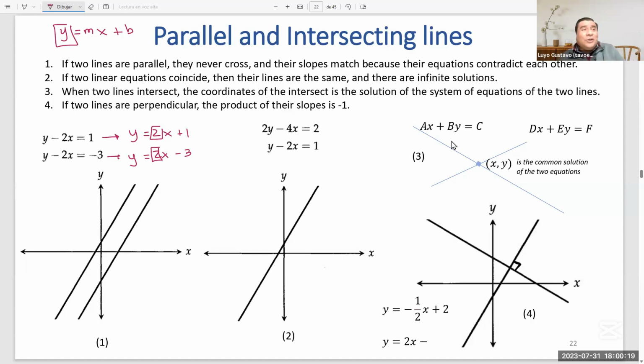They contradict each other. How come 2x plus 1 equals 2x minus 3? It's impossible. Since both represent y, they should be the same. But there is no possible value for x that makes this equation true. So no solutions for this system.